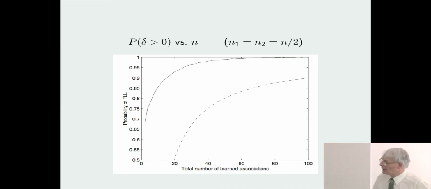Now let's look at this picture, and across the bottom here, we have n. And we're taking n1 and n2 to be half of n. And up the way, we've got the probability that delta is positive. This dashed line is what the theorem says. The theorem says for any n, the probability of delta being positive, of free lunch learning, is greater than or equal to what we see on the dashed line. And here we can see that what is observed in the solid line, and that came from simulation, is definitely much higher than the bound given by the theorem. So in practice, free lunch learning is very likely.